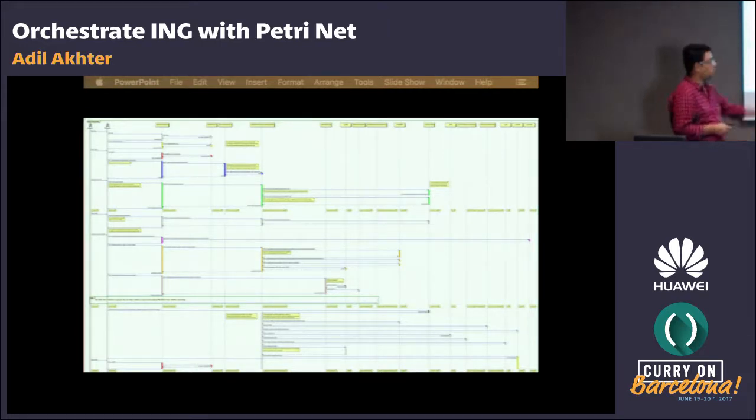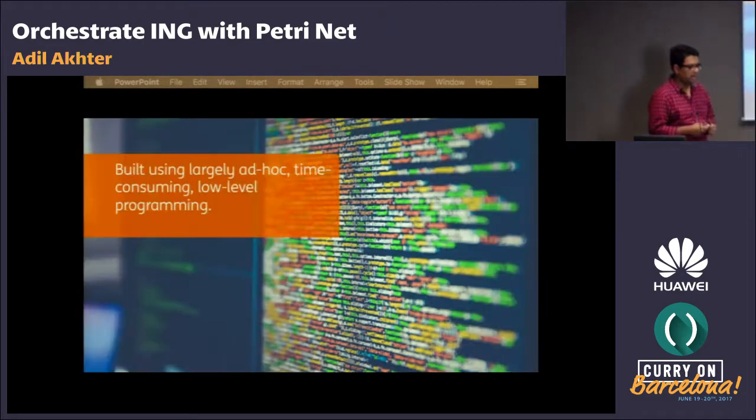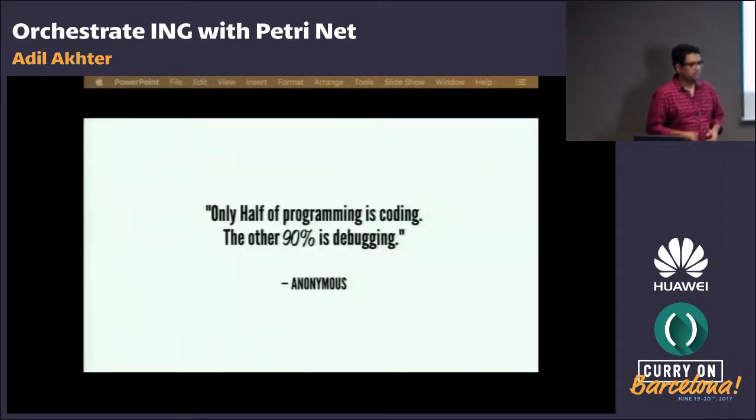In this case, it's a sequence diagram of a process communicating with different services in order to create a current account, which on paper looks quite okay, but as we jump into the code, it gets quite messy as we are using quite low-level programming in order to model these kinds of processes, which is largely ad hoc, error-prone, very time-consuming, and hardly scalable.